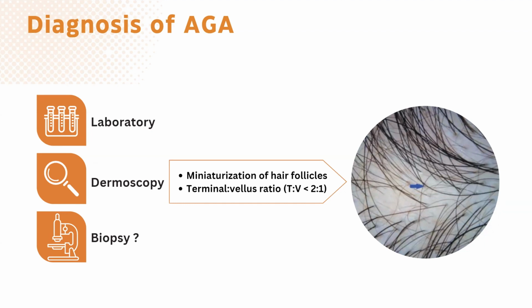Also, as we said, doing dermoscopy is important, because in dermoscopy we find more miniaturization of the hair follicle. We see that the hair is of variable diameter, as you can see here in the photo. You have a very variable diameter of the hair follicle, and we also assess the terminal to vellus hair ratio. But diagnosing male pattern hair loss and female pattern hair loss is very easy.